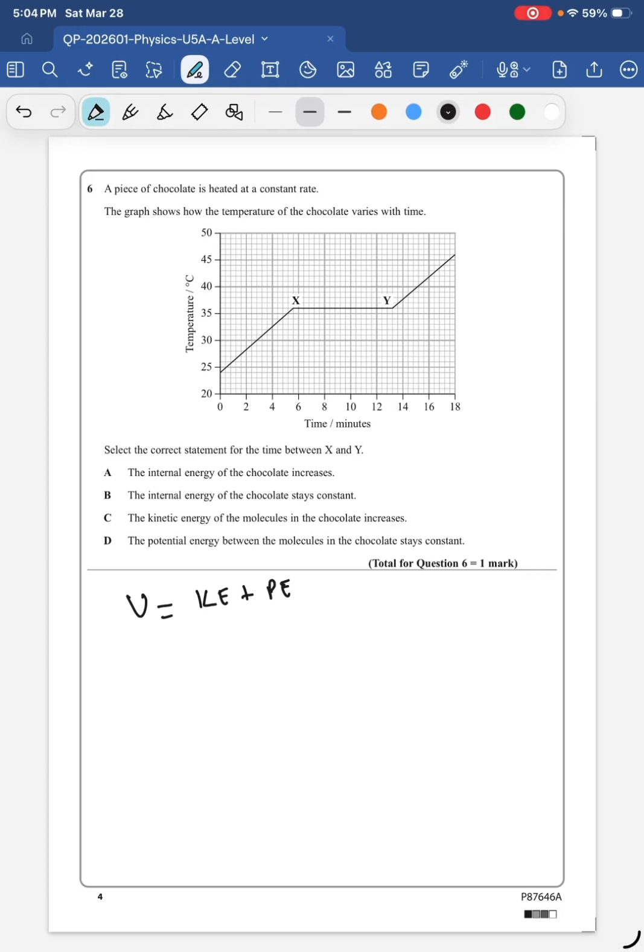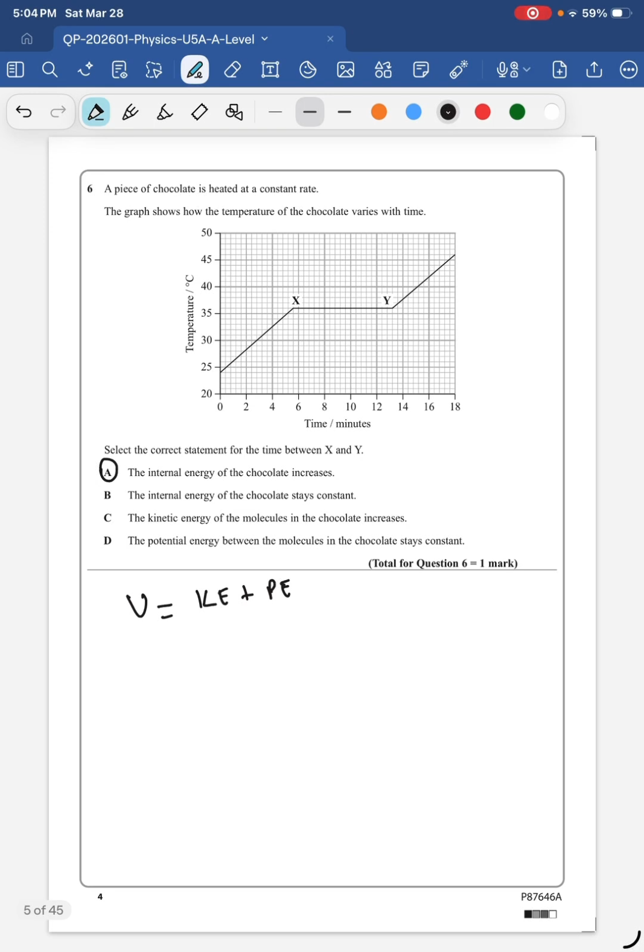B, the internal energy of the chocolate stays constant. No, because we increase the potential energy. C, the kinetic energy of the molecules in the chocolate increases. No, because the temperature is constant, so the kinetic energy is constant. And D, the potential energy between the molecules in the chocolate stays constant. No, because we actually increase the potential energy. So the correct option is A.